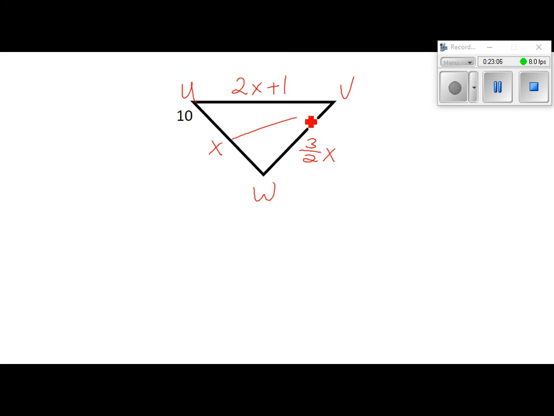X. So what's that tell us about that angle right there? It's got to be the smallest. So angle B's got to be the smallest. Now of these two, which one's smaller? 3/2 X or 2X plus 1?